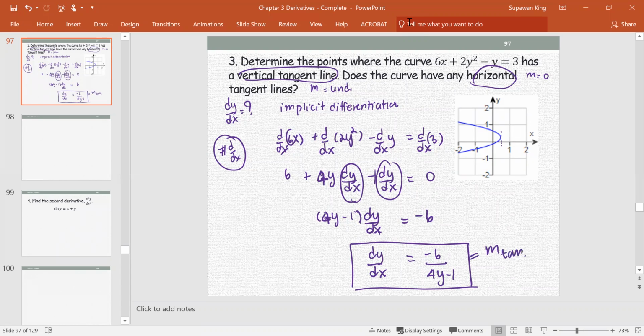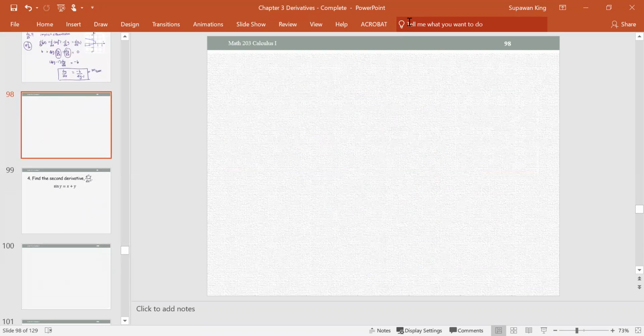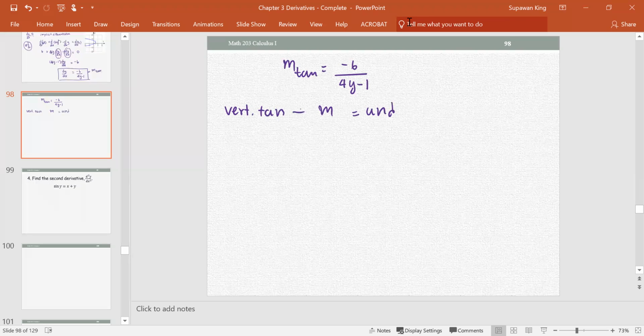So if the tangent line is vertical, that means the slope is undefined. In what case is the slope undefined? Let me write it as: m of the tangent line equals −6 divided by (4y − 1). For the vertical tangent, m must be undefined. To be undefined, the denominator must equal 0. So we let 4y − 1 equals 0 to get y equals 1/4.